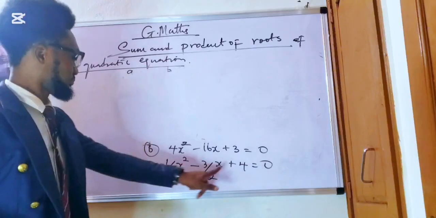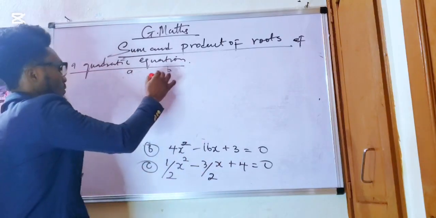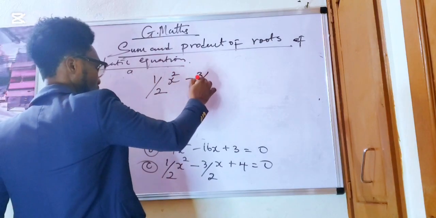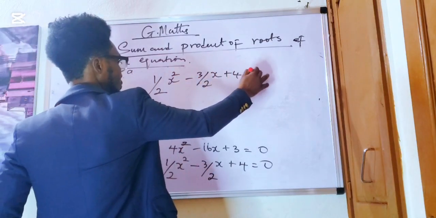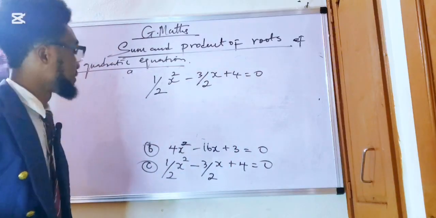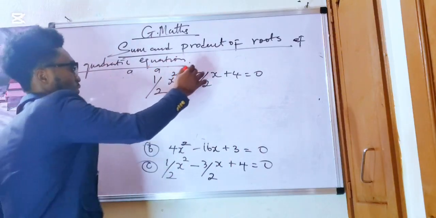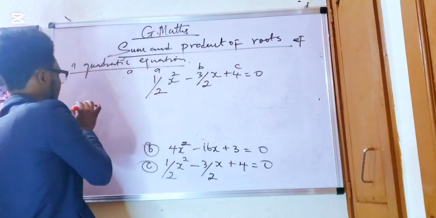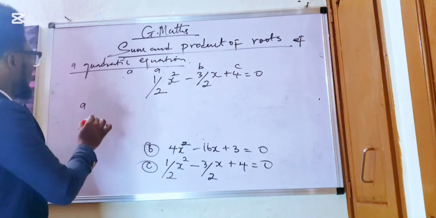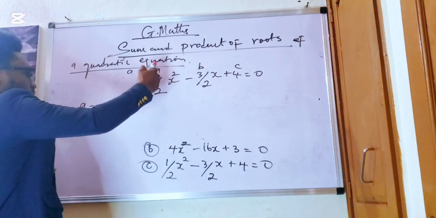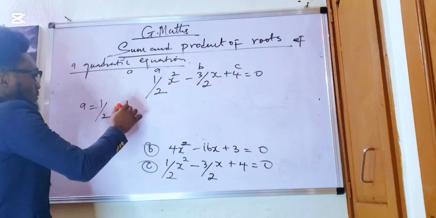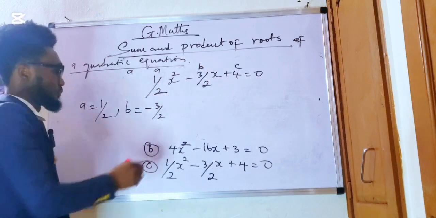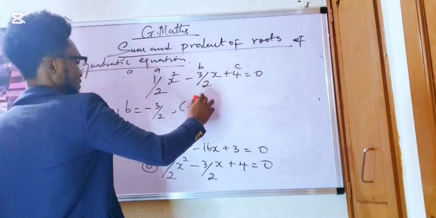So let's look at the last equation where we have 1 over 2 x squared minus 3 over 2 x plus 4 is equal to 0. Just the same step that we've been taking. The first term should be A, second term B, and third term C, where we have that A here is equal to, what is the coefficient of x squared here? 1 over 2. B here, what is the coefficient of x here? Minus 3 over 2. C here, what is the constant? 4.